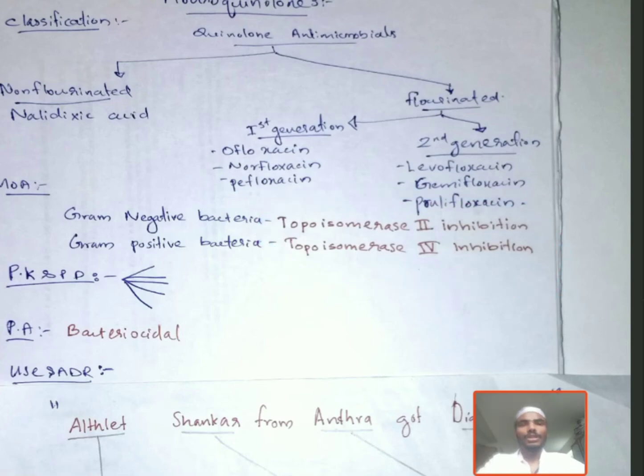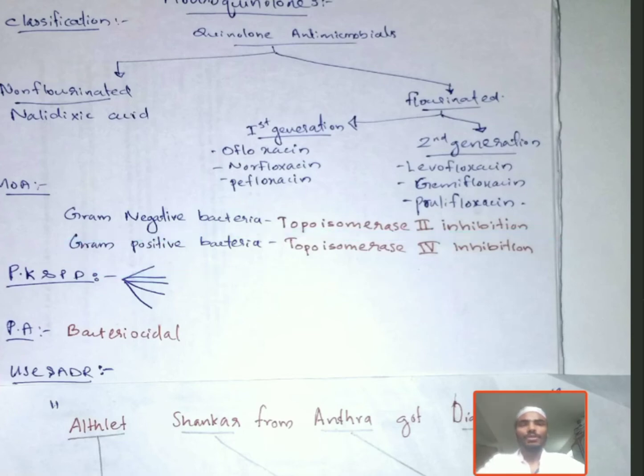Based on the gram staining of the bacteria, in gram negative bacteria they inhibit the topoisomerase 2 enzyme. Gram negative bacterial growth is inhibited by topoisomerase 2 inhibition. Gram positive bacterial growth is inhibited by topoisomerase 4 inhibition.